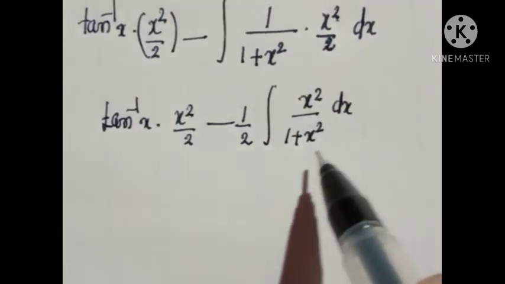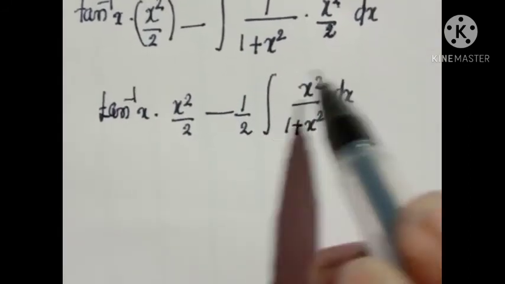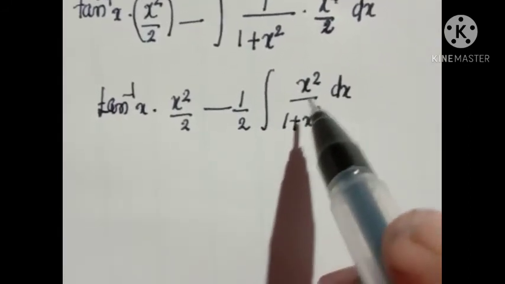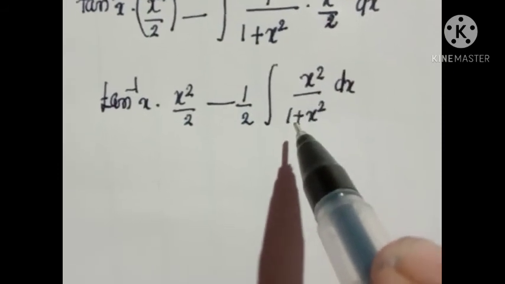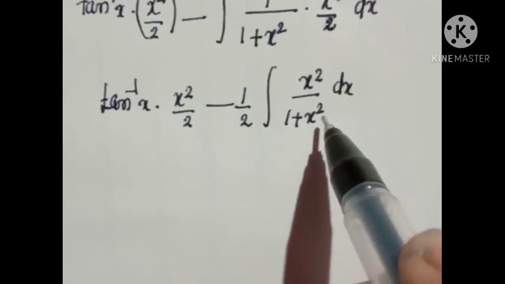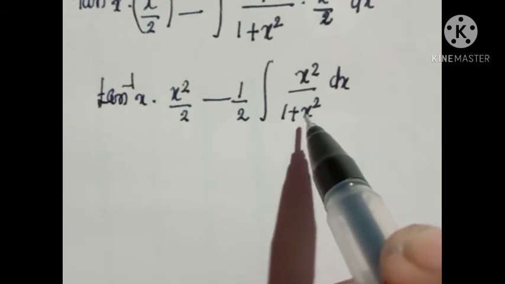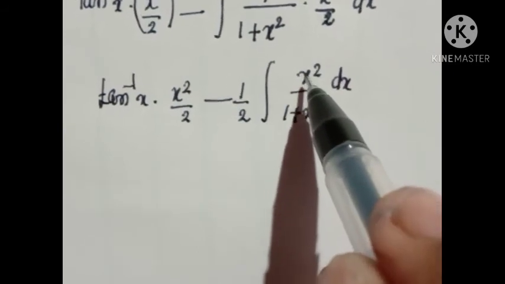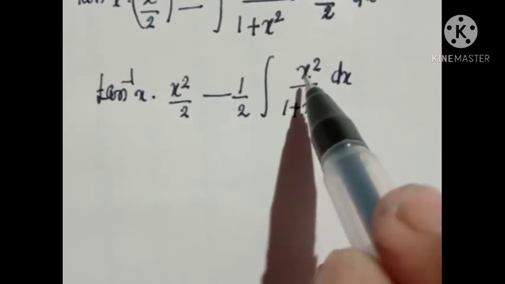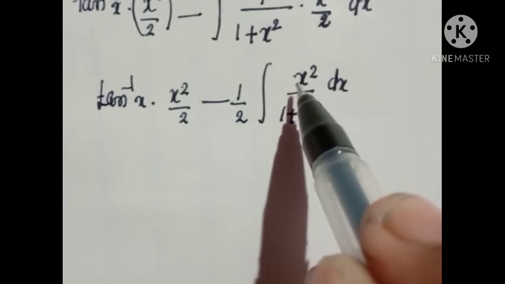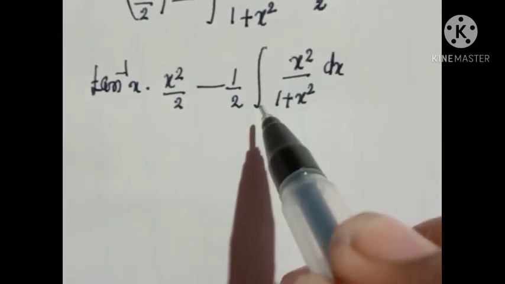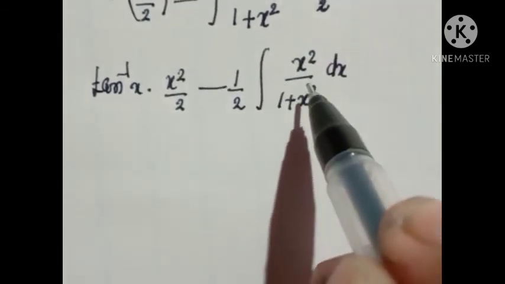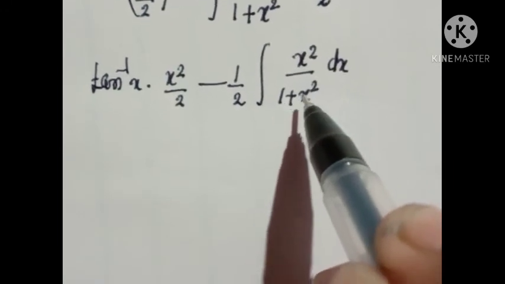Now here we need to apply our logic. That's up to you. Listen, here the denominator is 1 plus x square. Suppose numerator is 2x. Then we can directly write integral as log 1 plus x square.